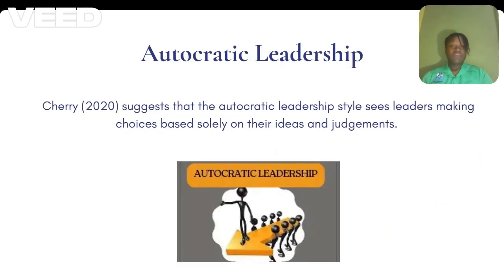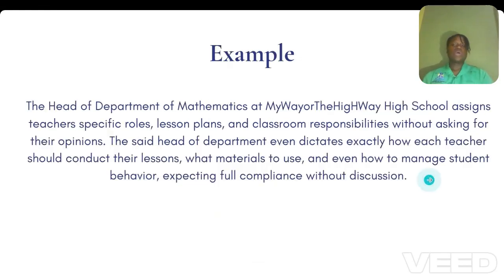So, up next, we have the autocratic leadership style. The autocratic leadership style is one that sees leaders making choices based on their own ideas and judgments. So, we have an example here where we have the head of department for mathematics at My Way or the Highways High School is pretty much giving teachers specific roles, their lesson plans, classroom responsibilities, and they're not asking about their opinions or what they're interested in doing. So everything is dictated for them. It's not about discussion, it's full compliance essentially.